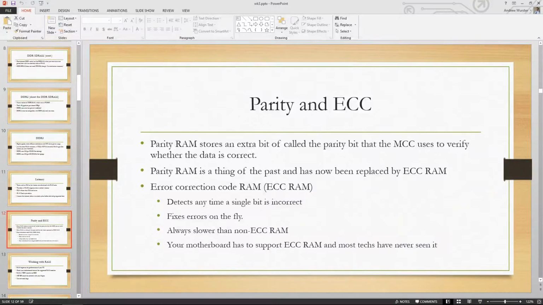Parity RAM stores an extra bit that the ECC uses to make sure data is correct.